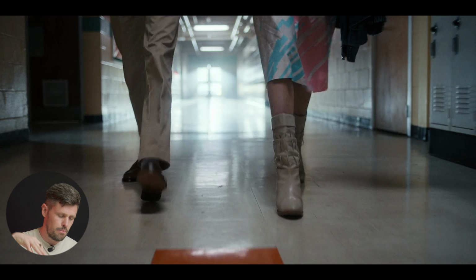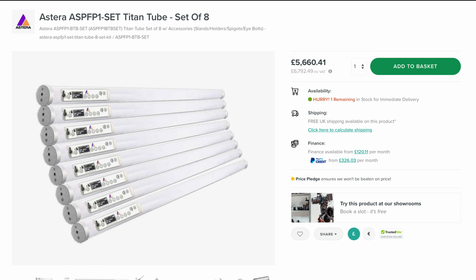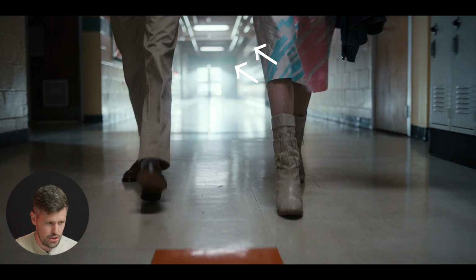That's going to be up and pointing down slightly, with a bit of haze in there. That's how we're creating those beams. And then on the ceilings, we have probably an Astera tube or Titan sort of tube, which look like very practical lighting. There's a bunch of those on the ceiling, all at a very similar color temperature to the light outside, daylight balance maybe.